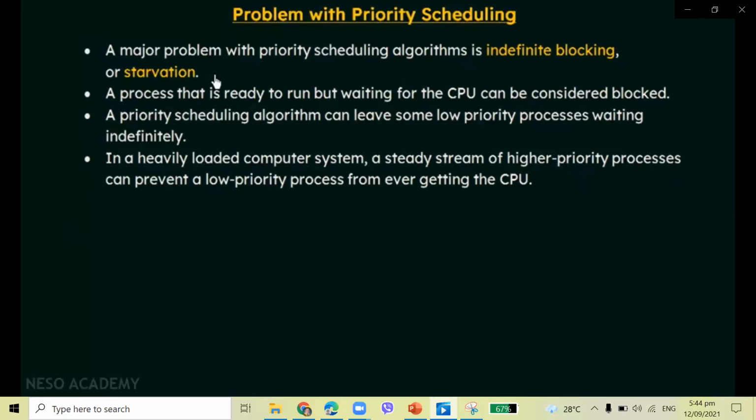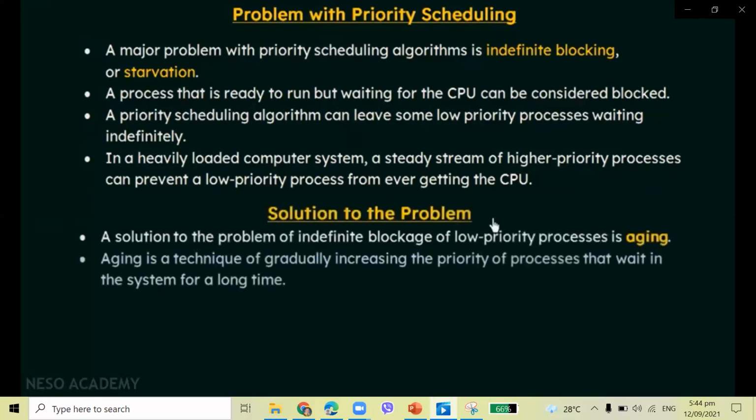So now what is the solution to this? Can you think of any solution that we can come up with in order to solve this problem of indefinite blocking or starvation? So here is a solution to that problem. A solution to the problem of indefinite blockage of low priority process is aging. So what do we mean by aging? Aging is something that we are going to use to solve this problem of indefinite blockage or starvation.